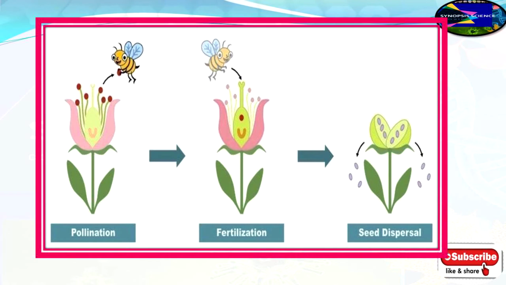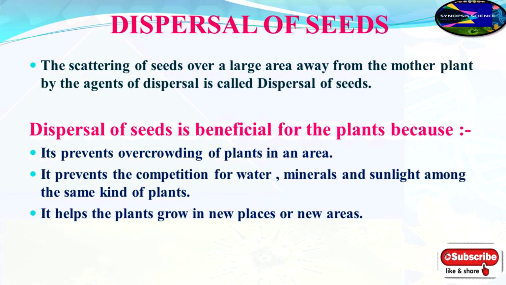In nature, the same kind of plants grow at different places because their seeds are dispersed to different places by various natural agents, as we discussed earlier also, that is wind, water, etc. So, the scattering of seeds over a large area away from the mother plant by the agents of dispersal is called dispersal of seeds. Dispersal of seeds is beneficial for the plants because it prevents overcrowding of plants in an area, also prevents competition for water, minerals, sunlight, and helps to grow plants in new places or new areas.